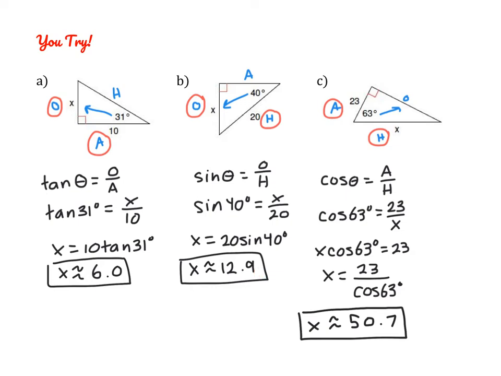And for this last one, it's a little bit tricky. We are working with the adjacent and the hypotenuse, so it's cosine. So we have cosine of 63 is 23 over x. The first thing we need to do is multiply both sides by x. And then from there, we have a second step. We actually have to divide both sides by the cosine of 63. This is what you're going to plug into your calculator, and it's the same as multiplying by a trig function. We're just dividing by cosine of 63, and you should get approximately 50.7.